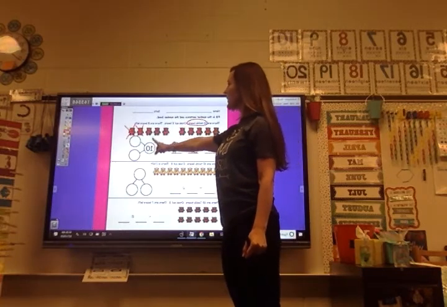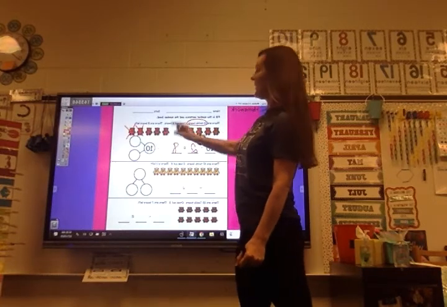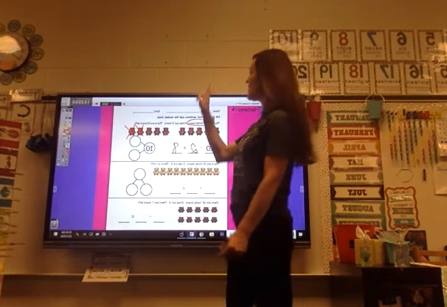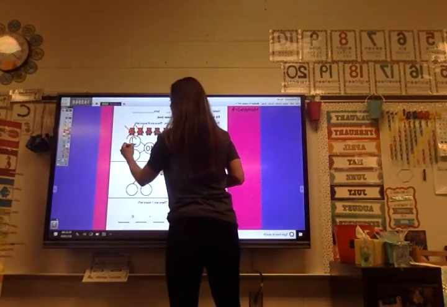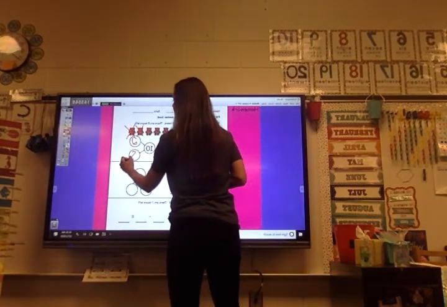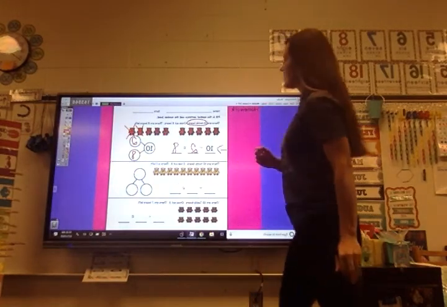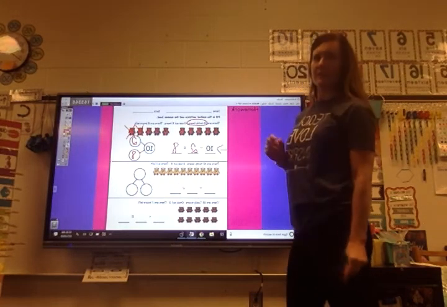So now that I have my subtraction equation, let's go over here and fill out our number bond. So I have 10. How many did I take away? I took 2 teddy bears away, and what is left was 8. So 8 is called the difference.